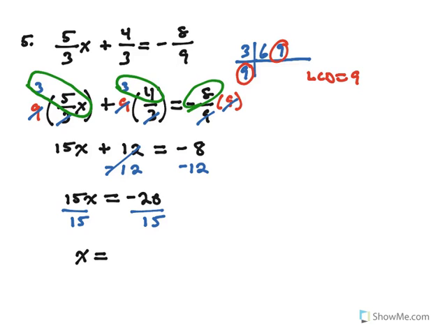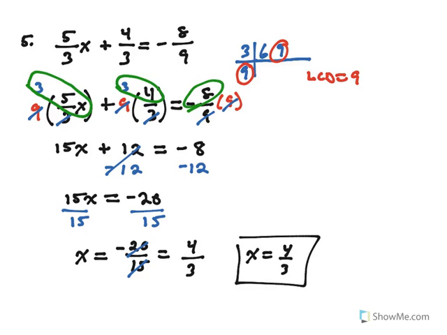Now I consider reducing this fraction by dividing both of those numbers by 5, right? So 20 divided by 5 is going to be 4. And then 15 divided by 5 is 3. Whoops. It's 3. So x equals 4/3 is my final answer.